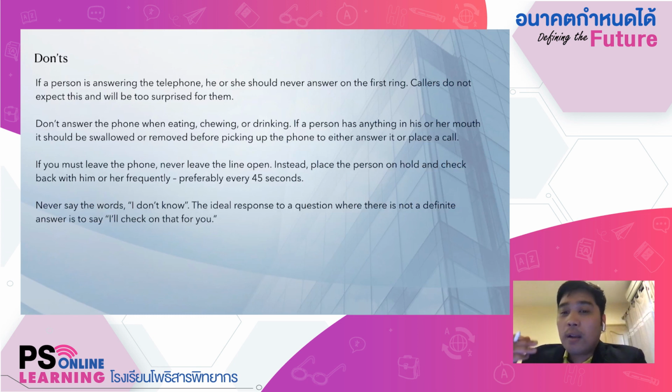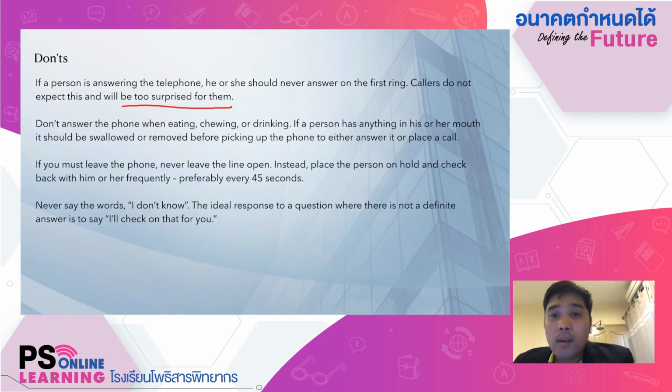Okay, so we are coming to don'ts. Don'ts for telephone calling. At first, if a person is answering the telephone, he or she should never answer on the first ring. Callers do not expect this and will be too surprised. As I told you in the very first rules, pick up at the second or third ring.